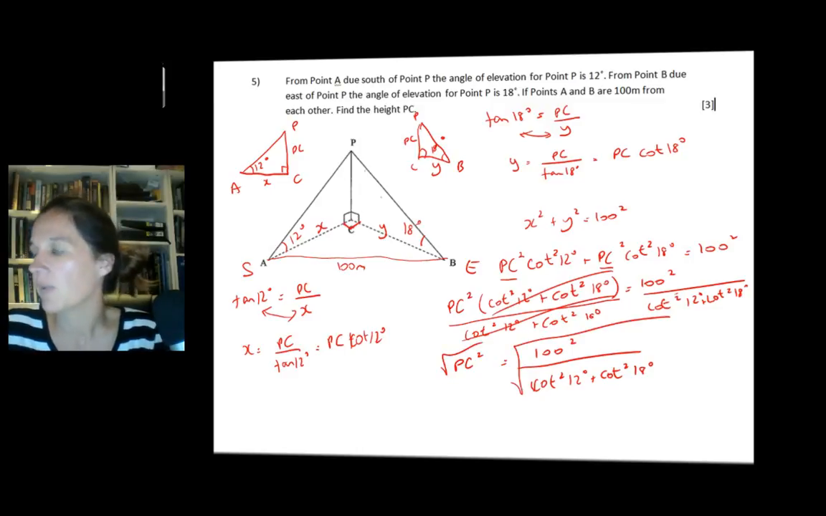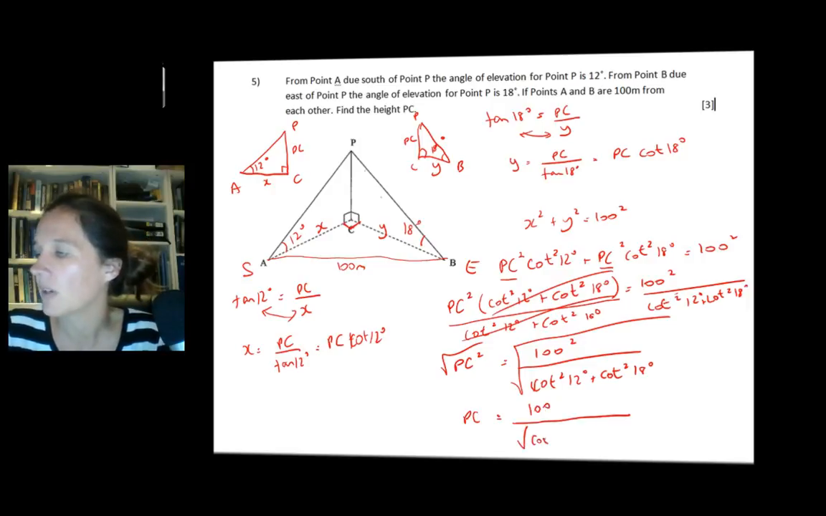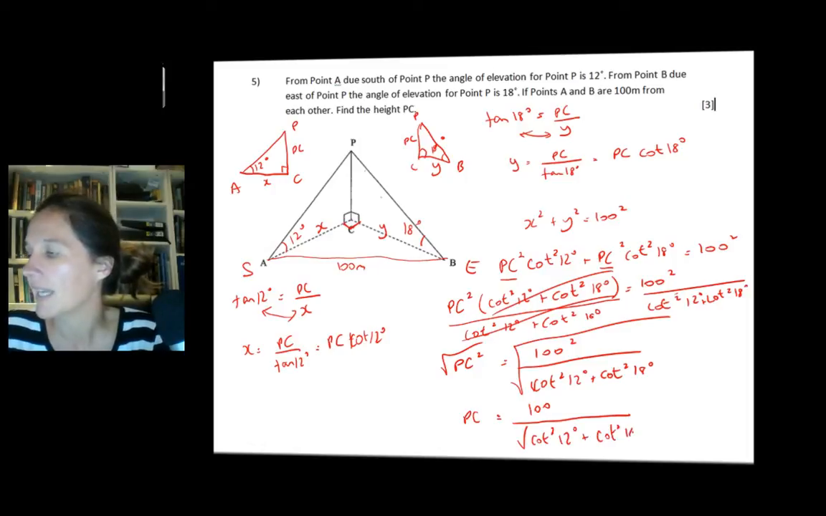So on this side, the square root of PC squared is going to be PC. Here, the square root of 100 squared breaks up, so at the top we get 100, and then at the bottom, we get the square root of cot squared 12 degrees plus cot squared 18 degrees here.